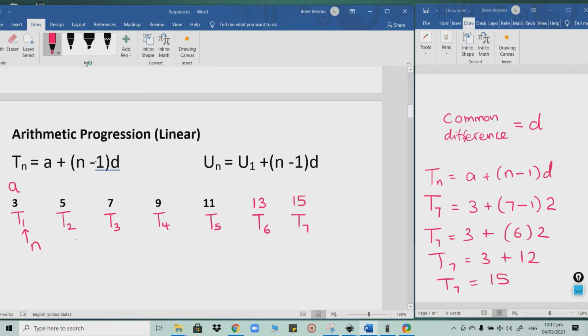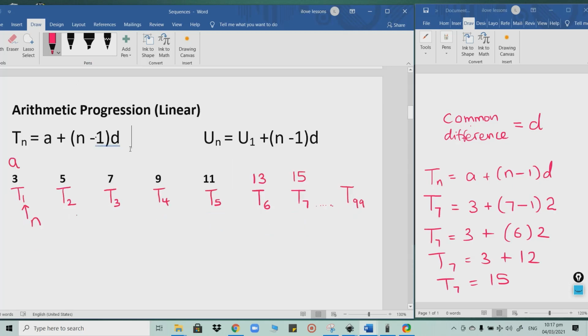But let's say we wanted to go even further. Let's say it had an 8th term, a 9th term, a 10th term. Let's say we wanted to find the 99th term. I am not going to add 2 and 2 and 2 and 2 until I reach the 99th term. And that's where this formula really becomes handy. Because if we're trying to find the 99th term, we just go to the formula.